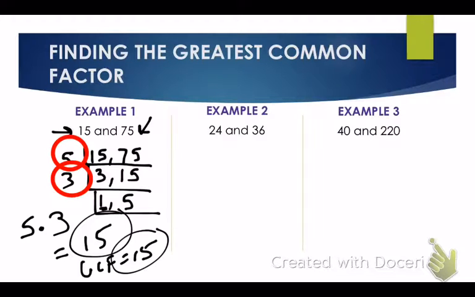All right, next one, 24 and 36. Same thing. Here we go. Create my birthday cake. Put it right back in the same order, 24, 36. What goes into both? Well, I know 4 goes into 24 and 36. How many times does 4 go into 24? Well, that would be 6. How many times does 4 go into 36? Well, that would be 9.